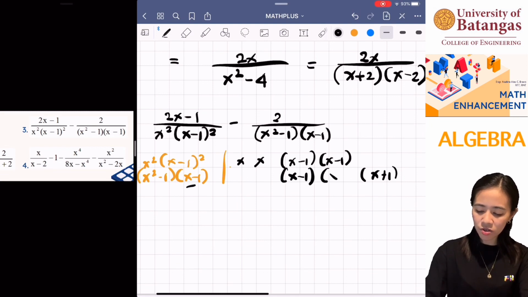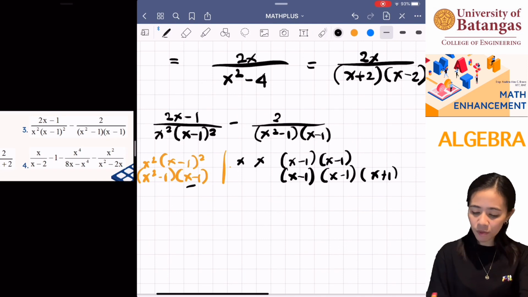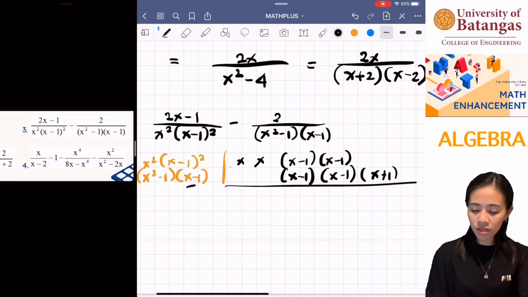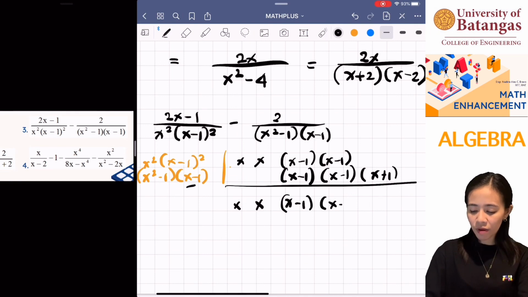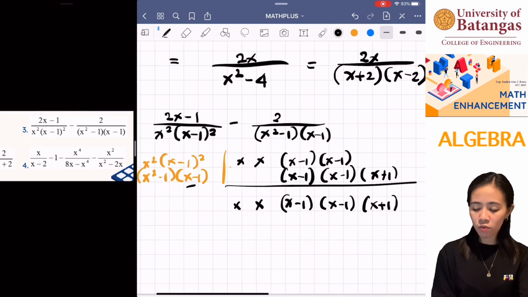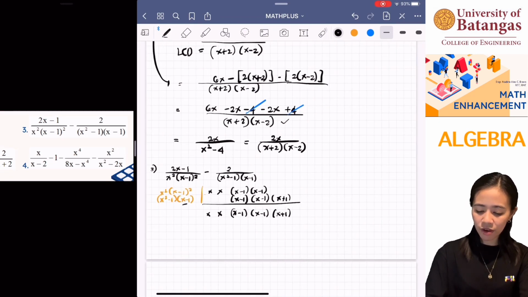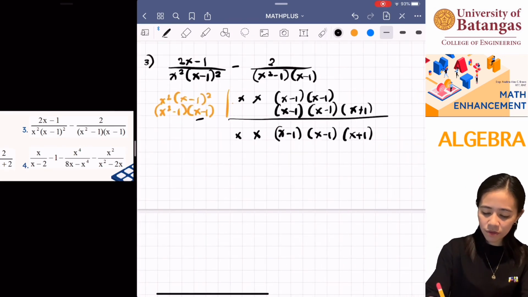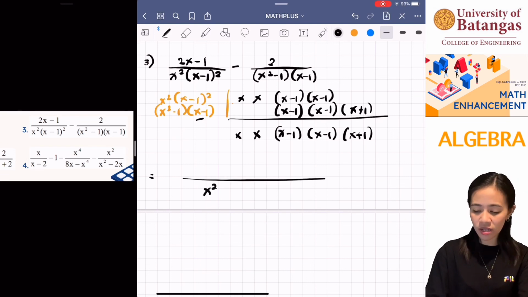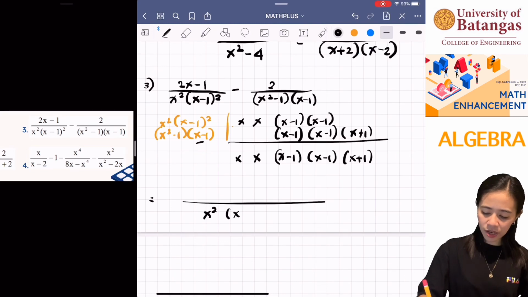Times, may isa ka pang x minus 1 dito. So, pinagtapat-tapat ko na agad yung magkakaparehas para madali. So, ano yung mga unique factors natin? You have isang x, meron kang isa pang x, and then you have isang x minus 1, and then you have another x minus 1, okay? And then you have x plus 1. So, this product will be our LCD for this given. So, if we are going to simplify this, that would be equivalent to, let me get that's x squared na lang. Hindi ko na lang i-expand x minus 1, and then x plus 1.